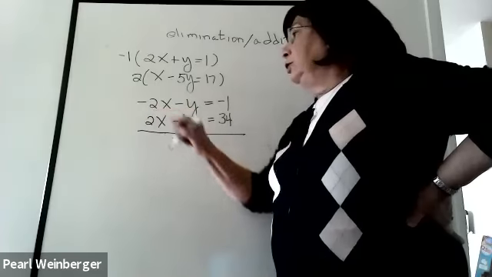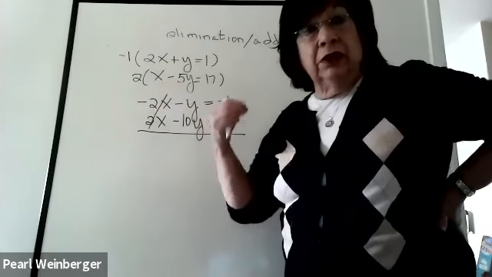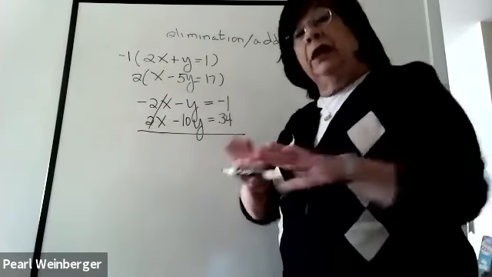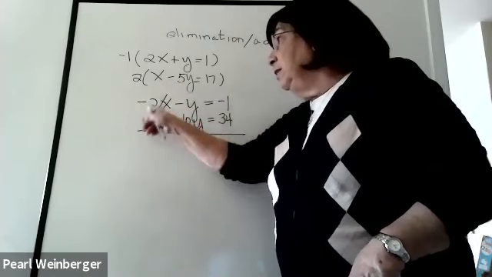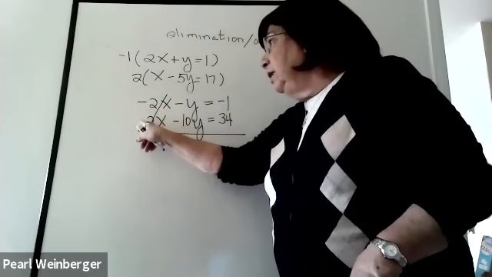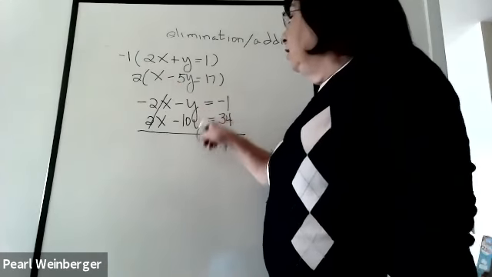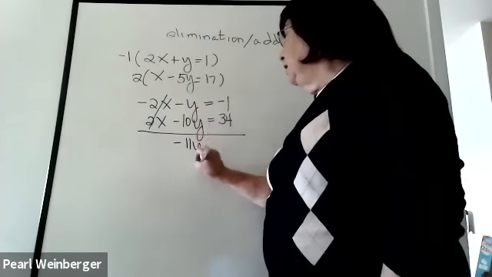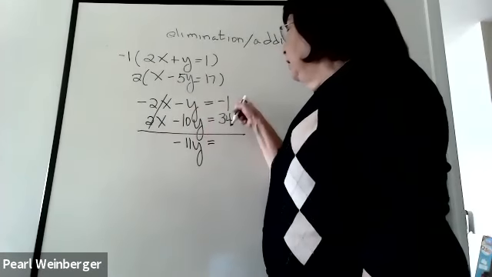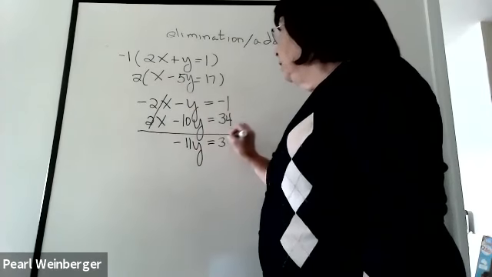Negative 2x plus 2x, that will be eliminated. Remember, our whole point was to eliminate the x. We said we want to get rid of the x's. So they have to have the same coefficient, the same number in front of them, but one has to be positive, one has to be negative. Adding the negative y and the negative 10y gives me negative 11y. Adding negative 1 and 34 gives me positive 33.